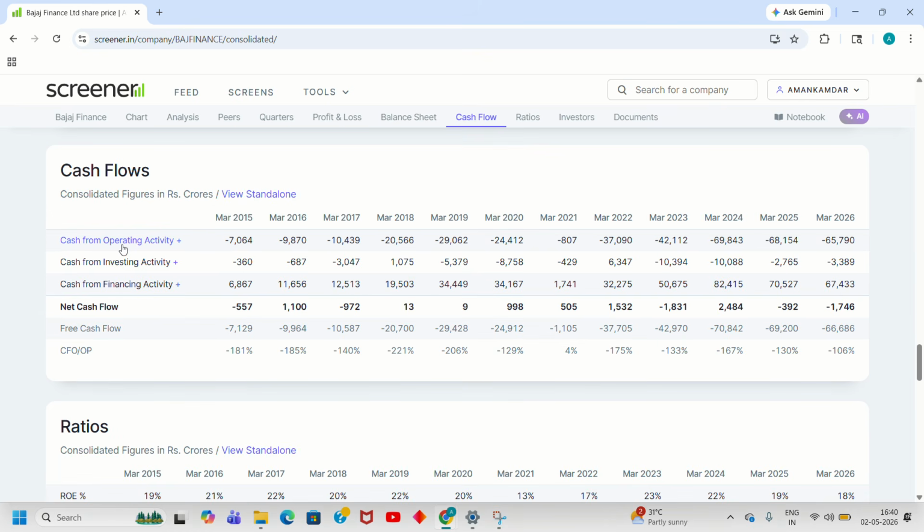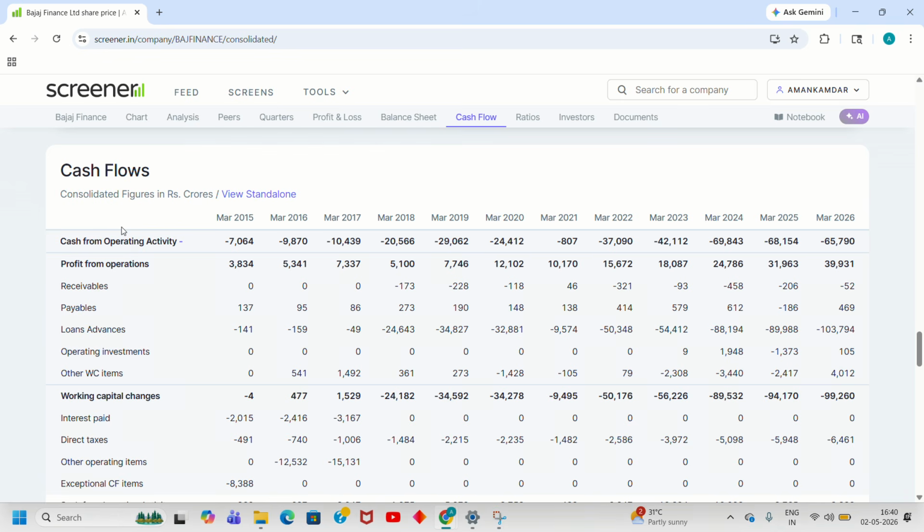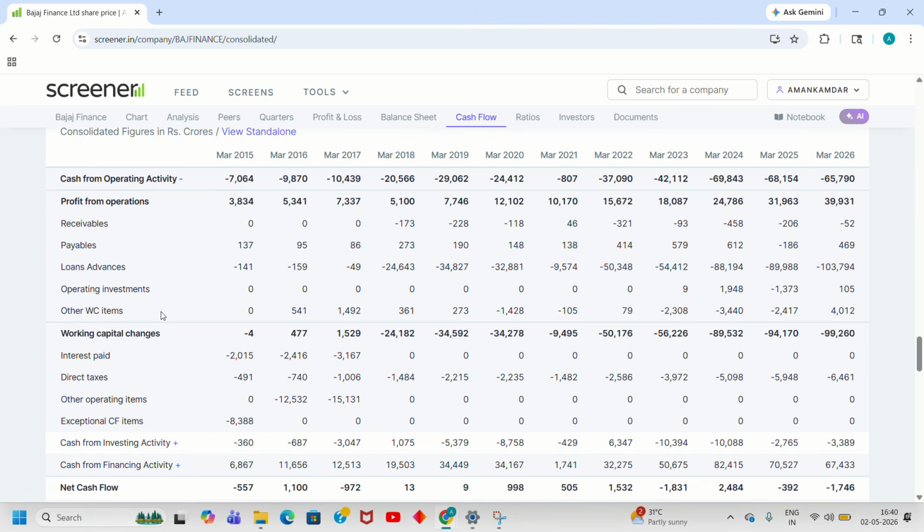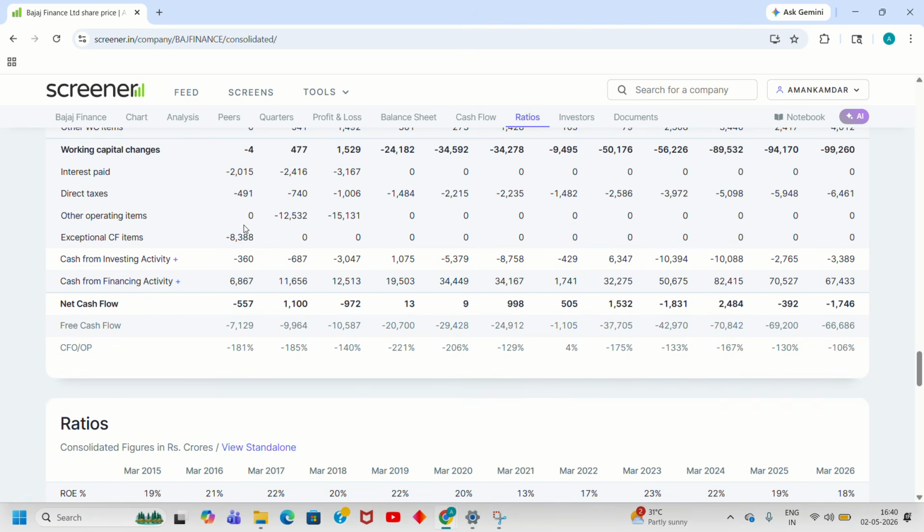Now here comes the most interesting part. So cash flow from operating activities. Same scenario, this is negative, because the business model is built on leverage. The company is constantly lending out its assets and loans and advances, and that is why the cash flow from operating activity is negative in this scenario. Now the receivables are also negative. The loans and advances, here we can see the trends. The company is lending out the loans. Working capital changes, interest paid, direct exceptional cash flow items.